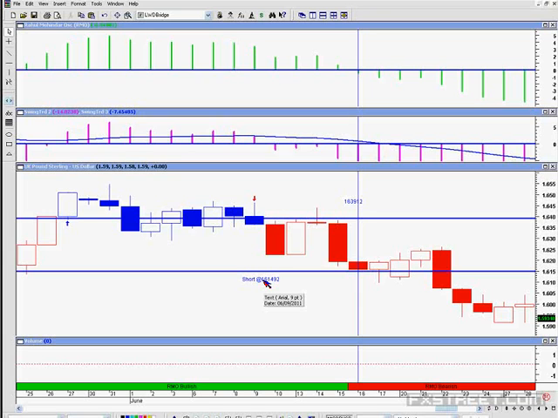I'm a conservative trader. I'll be very, very specific about this. That's one of the reasons I like this so well: you always have your stop in place. You always know exactly where you're going to get short.